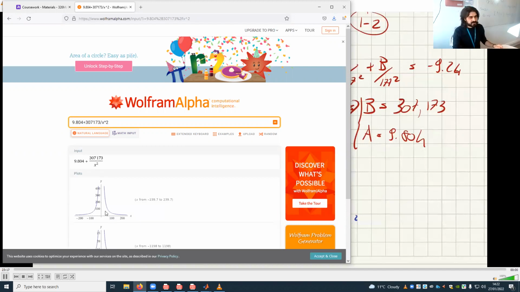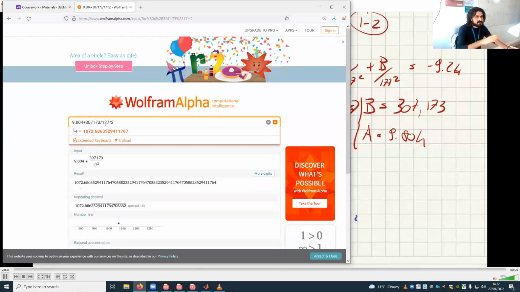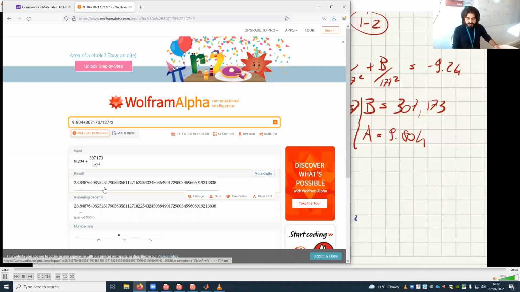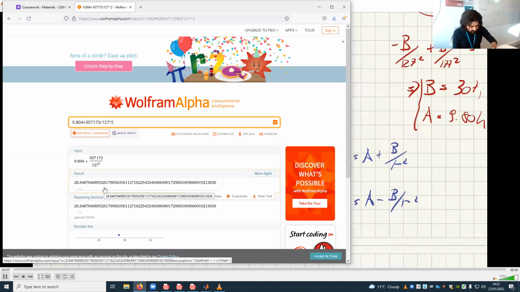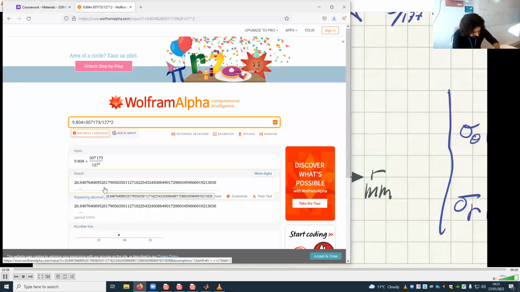Let's see. This is how it looks from minus infinity to plus infinity, but we are only interested in this where x is, so the inner face is 127. This number is 28.84. This is what we want to find. This is, remember, sigma theta max, which is 28.84. Let's say 28.8 megapascals.